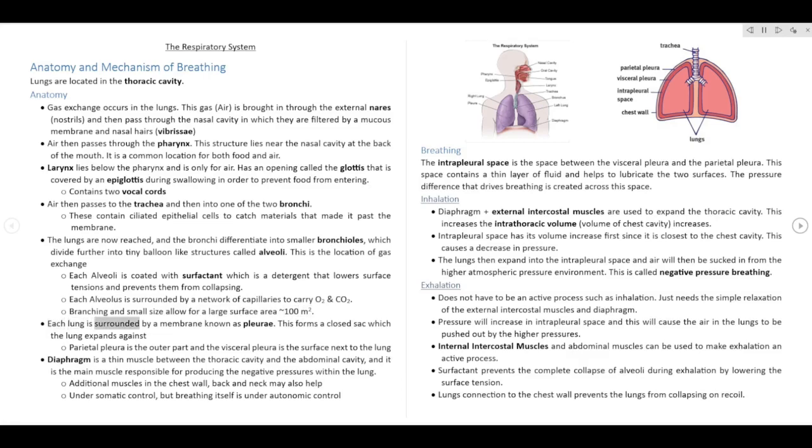Each lung is surrounded by a membrane known as pleura. This forms a closed sac which the lung expands against. Parietal pleura is the outer part and the visceral pleura is the surface next to the lung.